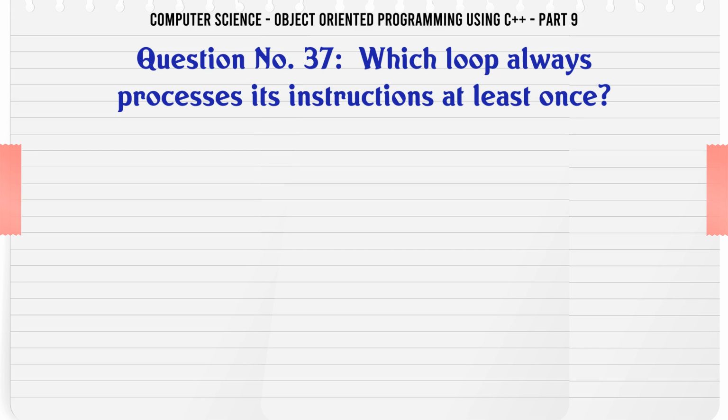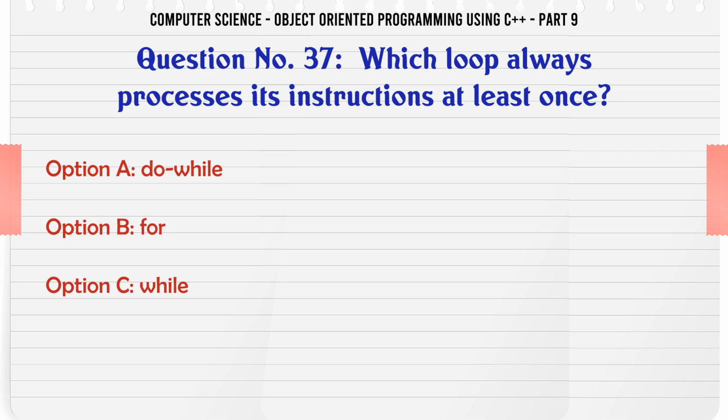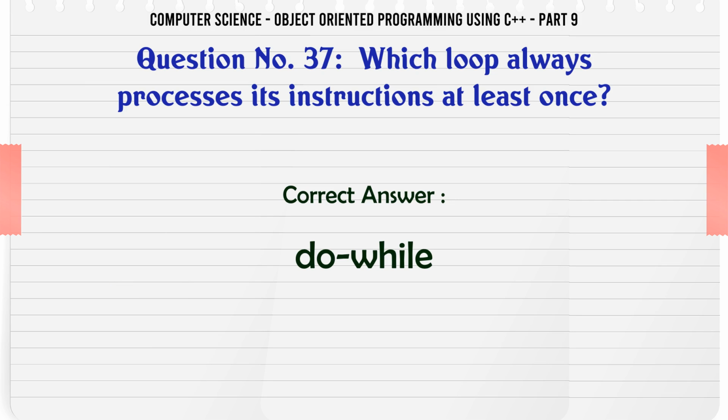Which loop always processes its instructions at least once? A. do while. B. for. C. while. D. The correct answer is do while.